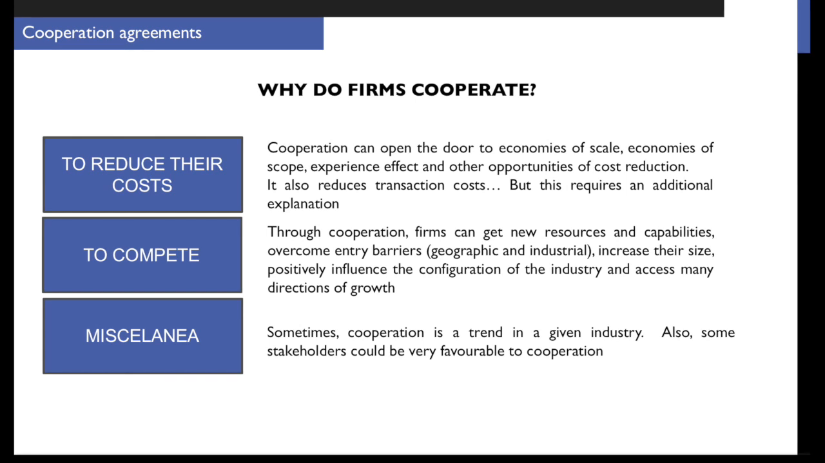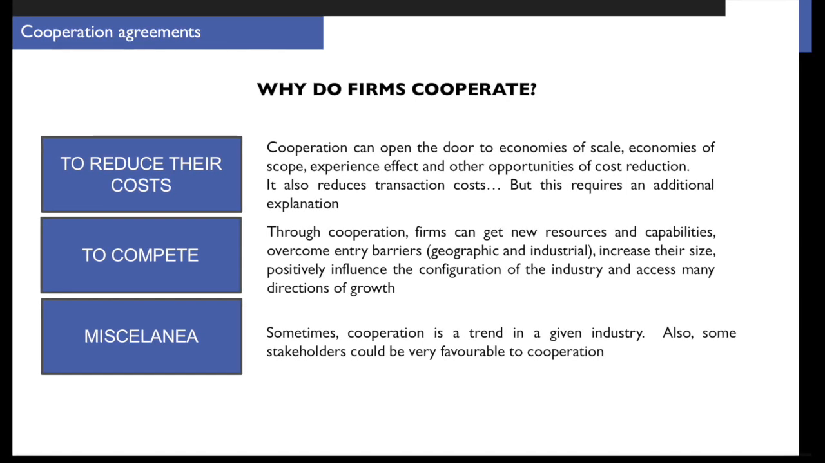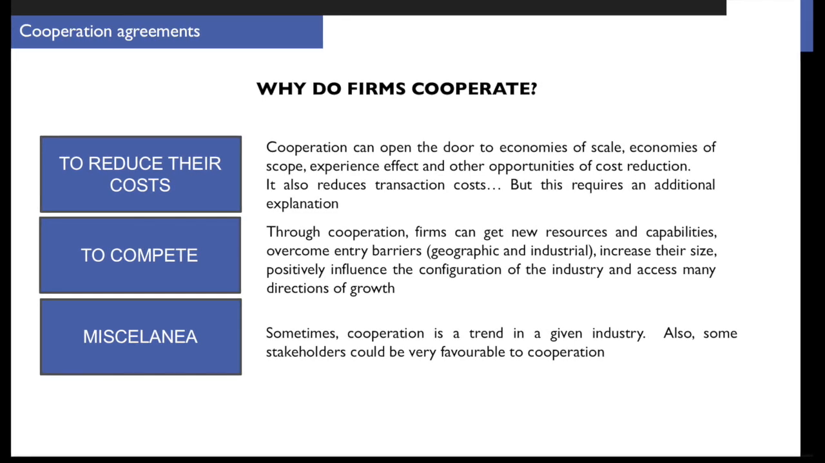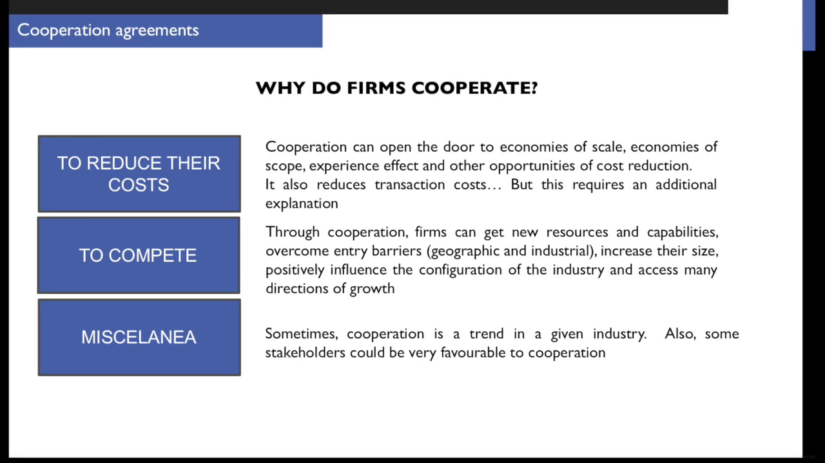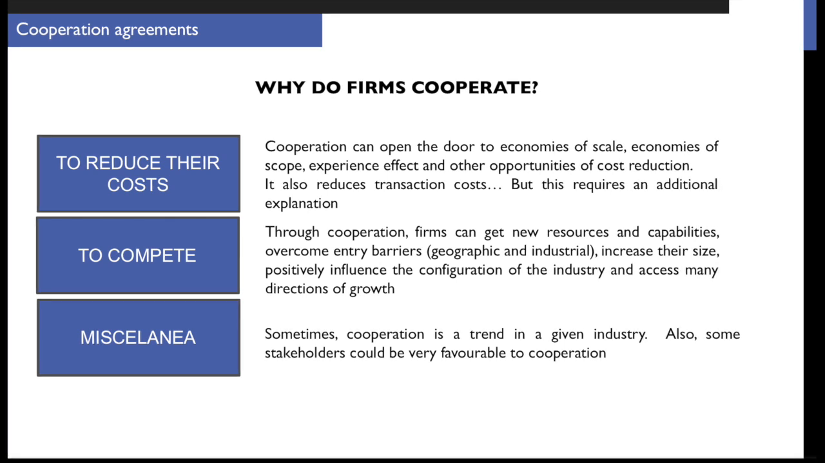Finally, we find a third block of reasons. I like to call them, you know it, miscellanea reasons. Now you know how miscellanea is written, huh? Okay, miscellanea reasons. So, well, sometimes cooperation is a trend in an industry. I mean that many companies in the industry tend to cooperate. Do you remember what I told you about airlines? Well, I am going to get deeper into that. Also, some stakeholders of the company could be prone to cooperate because they like it, because of past good experiences and so on. Now I'm going to give you an example of each one of these three.